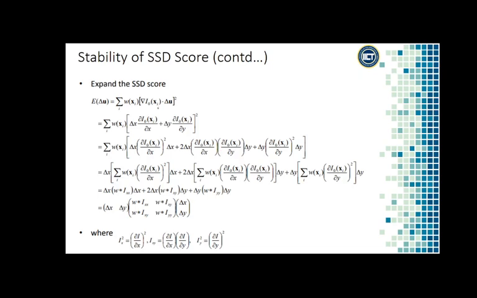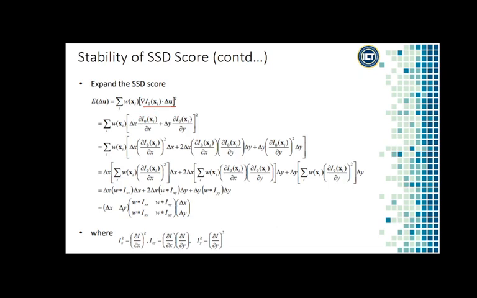So if we expand this, what we get is the gradient in x direction and the gradient in y direction. So it's a kind of partial differentiation, because we are using gradient, so we are replacing it with differentiation.